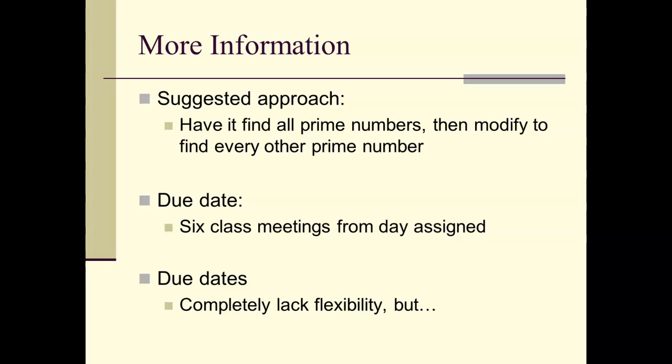So the due date for this is 6 class meetings from the day it's assigned. And the issue here is I've always had problems with due dates. I think due dates kind of present a lack of flexibility in the course, but it's been problematic in the past, so I'm going to enforce due dates, unfortunately. Now, just keep in mind that in week 10 of last quarter, I was getting experiment 1s turned in, and I don't want that to happen. It's 6 class meetings, which is roughly 2 weeks.